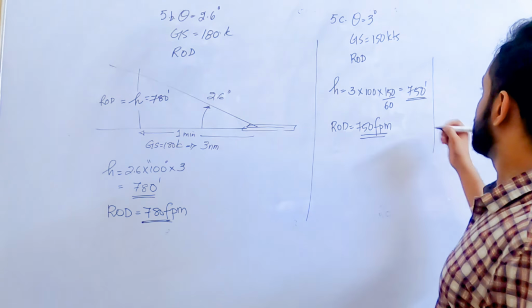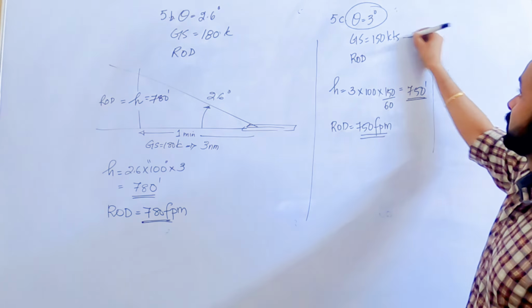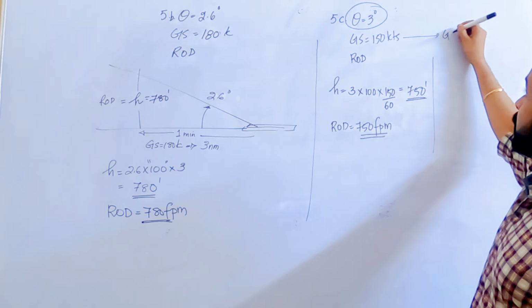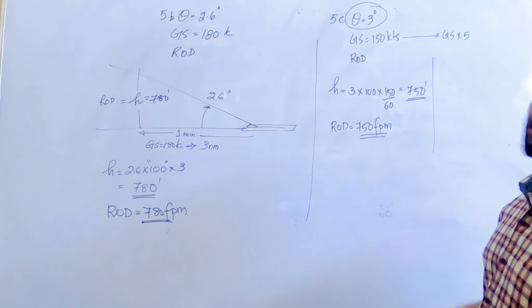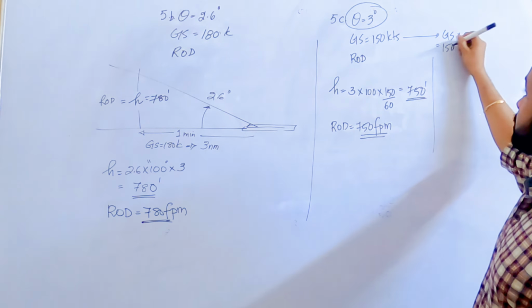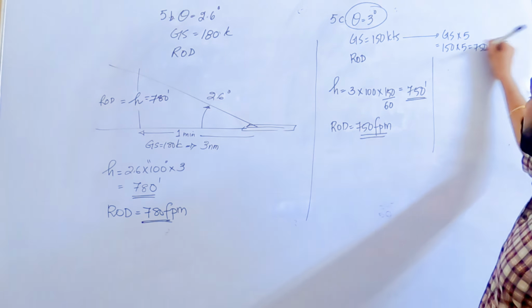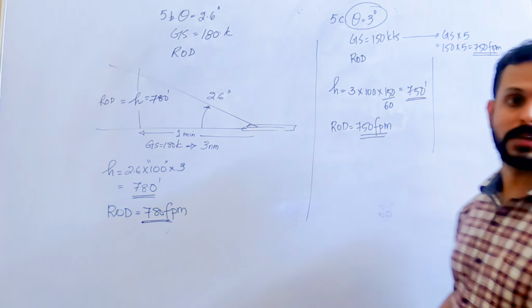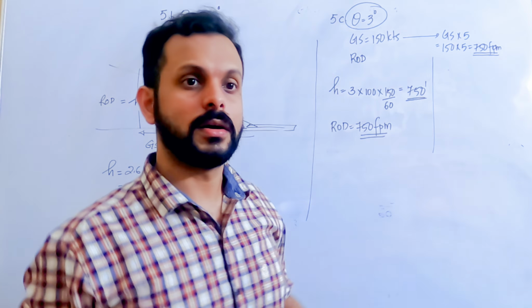Now you see, the easier way to do this is whenever you have a 3 degree glide slope, your rate of descent is ground speed into the gradient, which is 5%. So ground speed into 5. What is that? 150 into 5. This is 750 feet per minute. We can remember this because it's so much time saving here. You don't have to do any of these things. Only for a 3 degree glide slope.